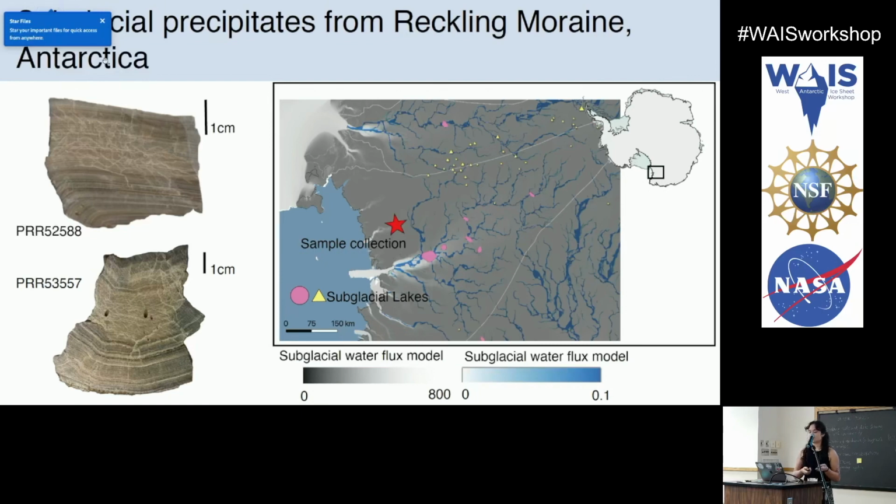These calcite precipitates formed in water bodies underneath the ice sheet up glacier, in or with input from the known subglacial lakes, which you can see on this map. These samples were eventually entrained in basal ice along with other subglacial material and eventually brought to the superglacial moraine known as Reckling Moraine, which is signified by the red star.